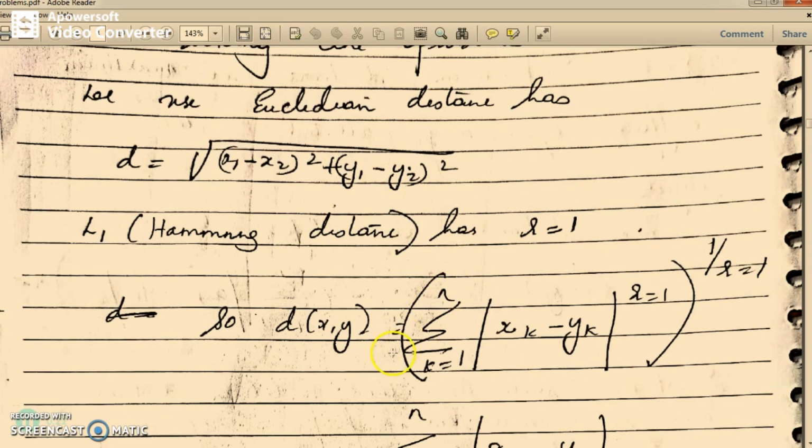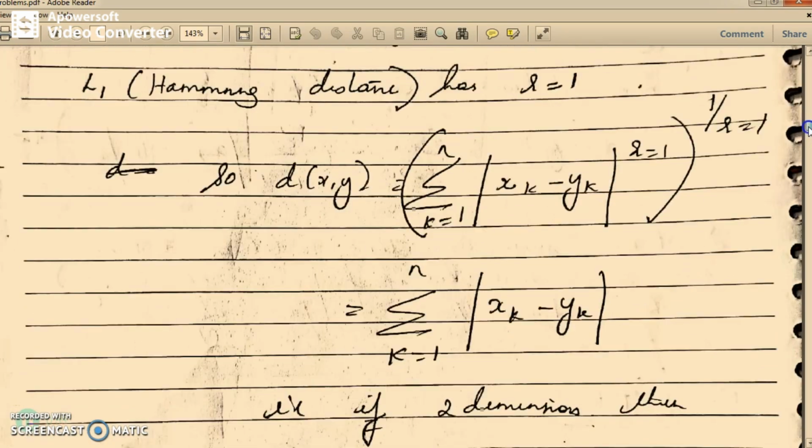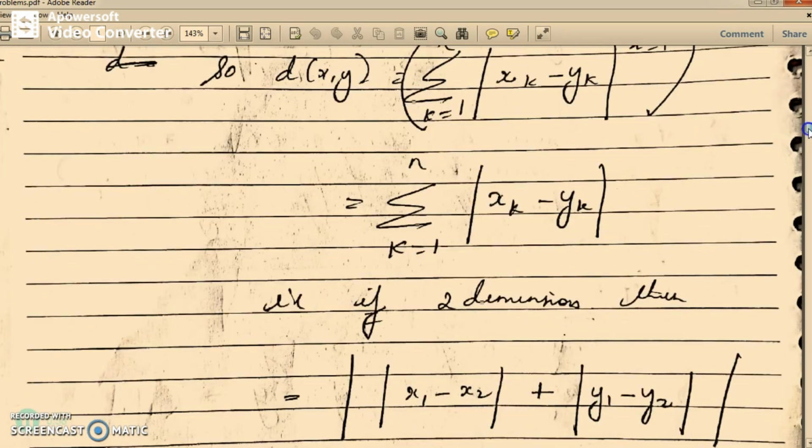Our formula was d(x, y) equals the sum of |xk minus yk| to the power r, whole to the power 1 by r, that is, the whole root. That was our formula, which can also be rewritten in this way, where we have to substitute r equal to 2 for calculating the Euclidean distance. For Manhattan distance, we substitute r equal to 1, whereas when r is equal to infinity, it becomes the supremum distance. So as we already know this formula, let's continue solving the problem.